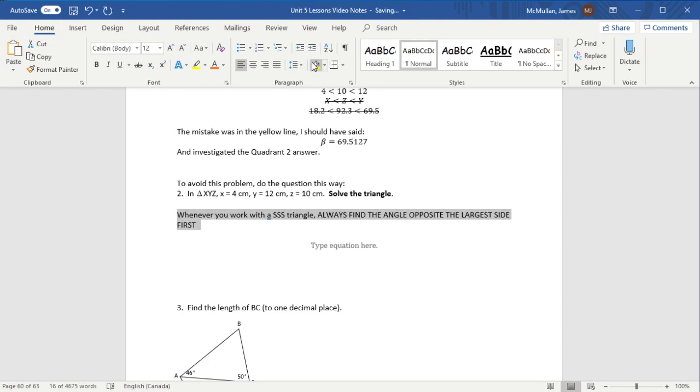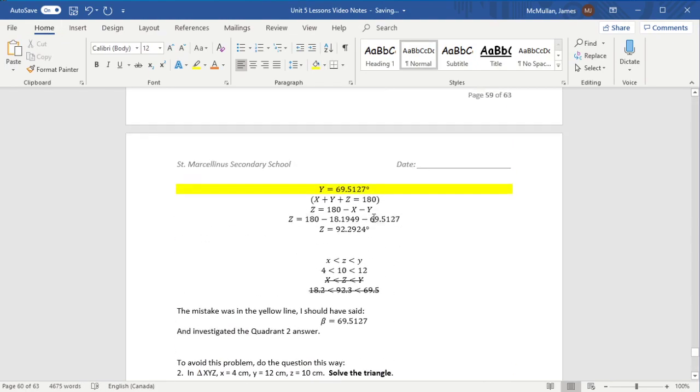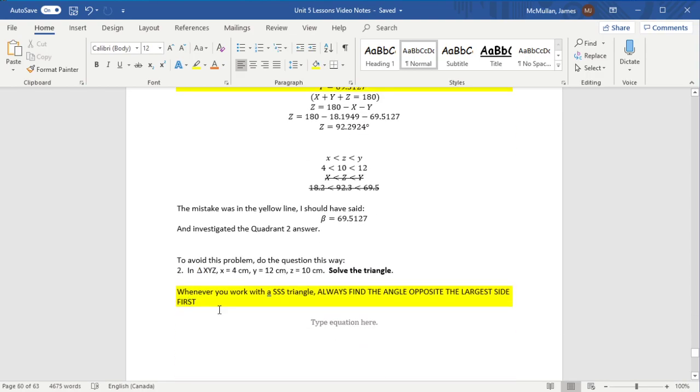Because if we check the longest side first, then we've removed the possibility of an obtuse angle anywhere else. Think about it. If the longest side doesn't have an obtuse angle, how could any of the other sides have an obtuse angle? There's only one obtuse angle possible in a triangle, and it has to be where the longest side is. So we use the cosine law to figure out the angle across from the longest side first, and then we never have this problem.